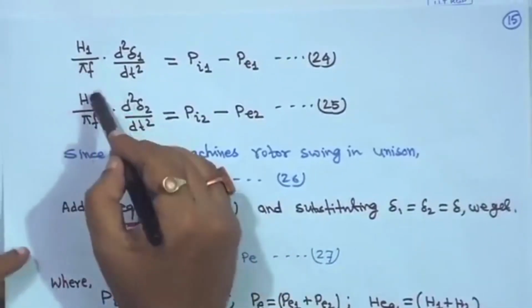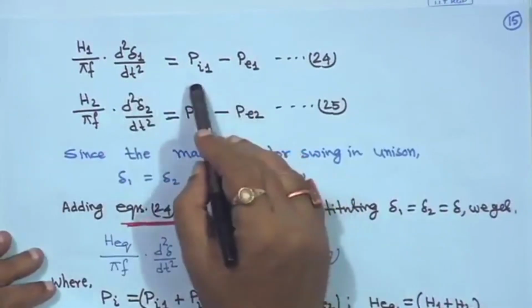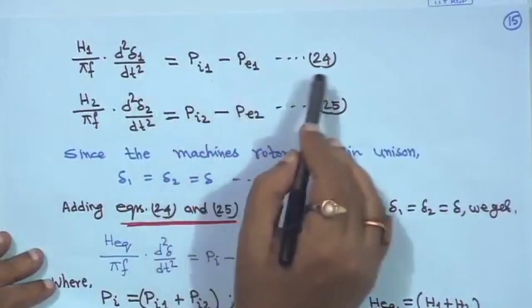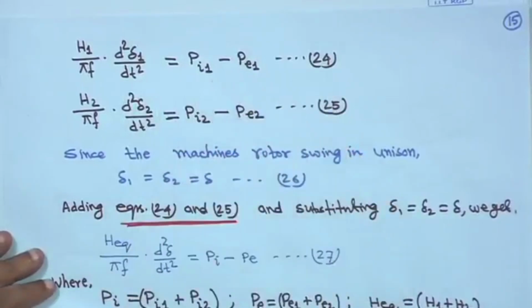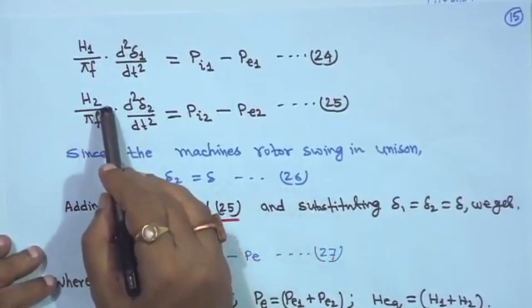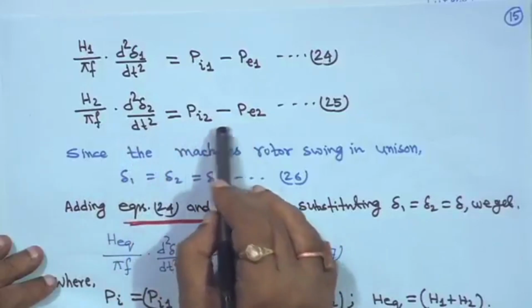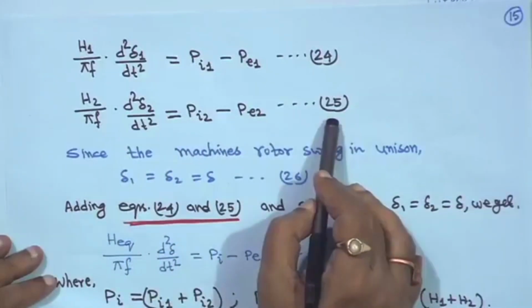you can write H1 upon pi f into d square delta 1 dt square is equal to P I1 minus P E1. This is equation 24 for the first machine. Now, for the second machine you can write H2 upon pi f into d square delta 2 dt square is equal to P I2 minus P E2, that is equation 25.